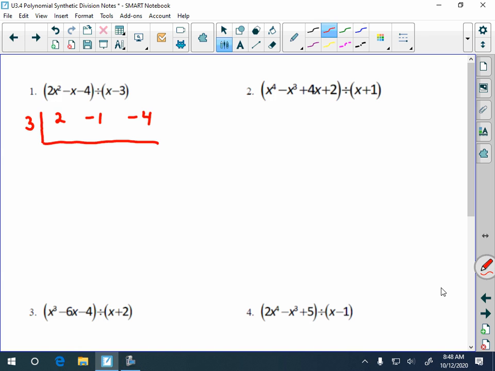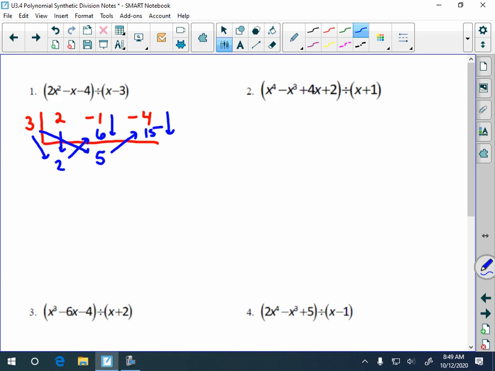All right, so then we're going to drop this first number down, 2. We're going to multiply these two together, 3 times 2, and that gets carried up here, 6. And then we're going to add down, see all these arrows, so just so you can see where I'm at. So negative 1 plus 6 is 5. We're going to multiply, 3 times 5, that's 15, we carry it up here.